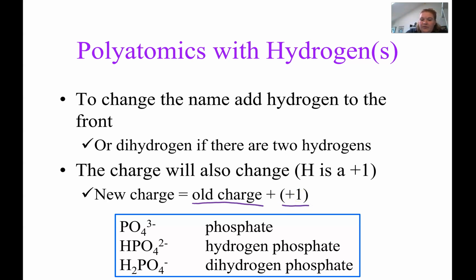Now, here's our example. Phosphate is PO4 with a 3- charge. So when we add that hydrogen to the front of it, that 3- charge is now a 2- charge, and it's HPO4. Dihydrogen phosphate now gets 2 hydrogens, so that charge goes down by 1 even more. So it's now a -1 charge.